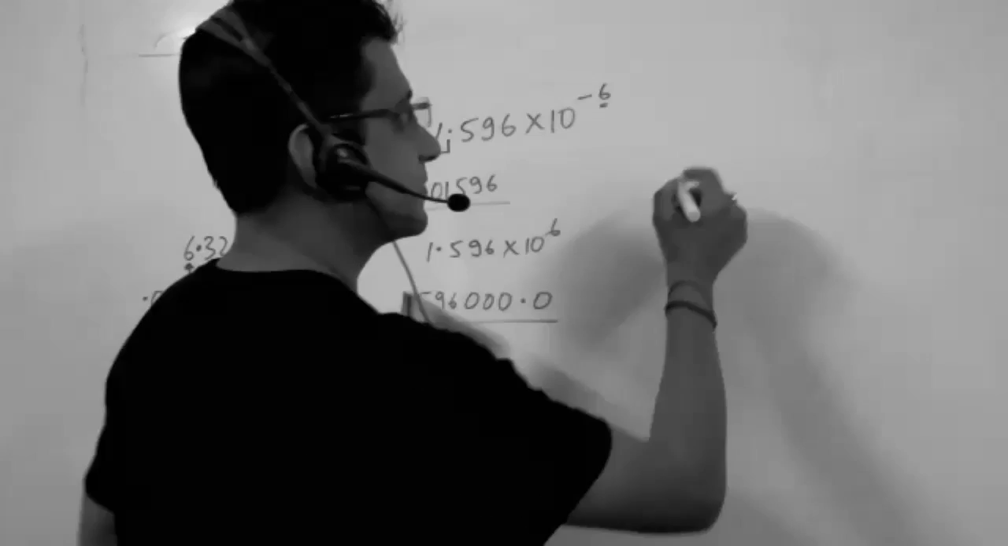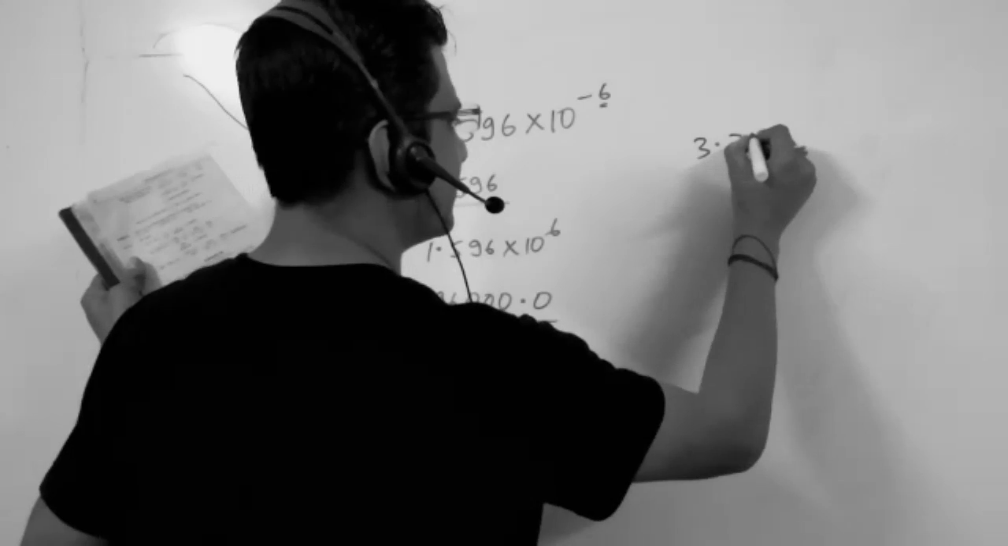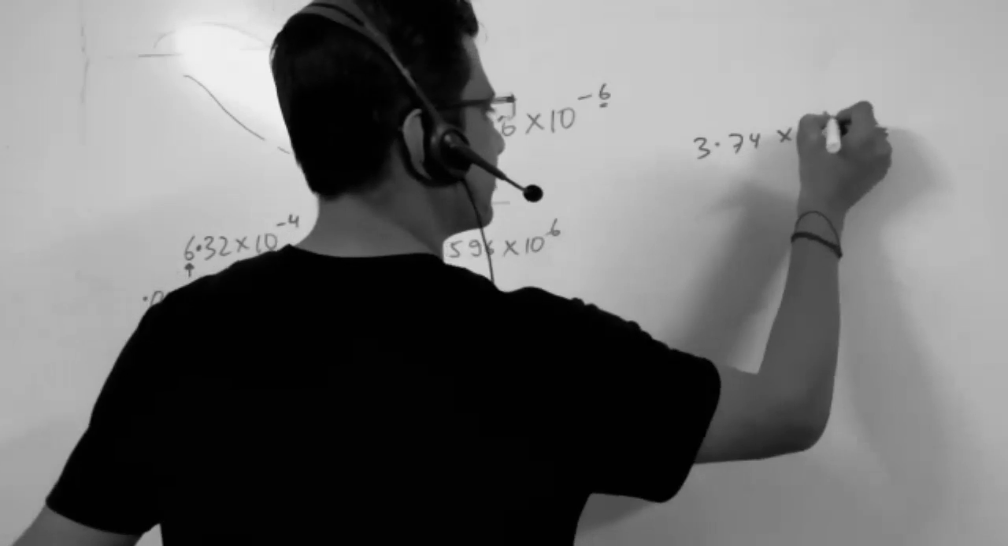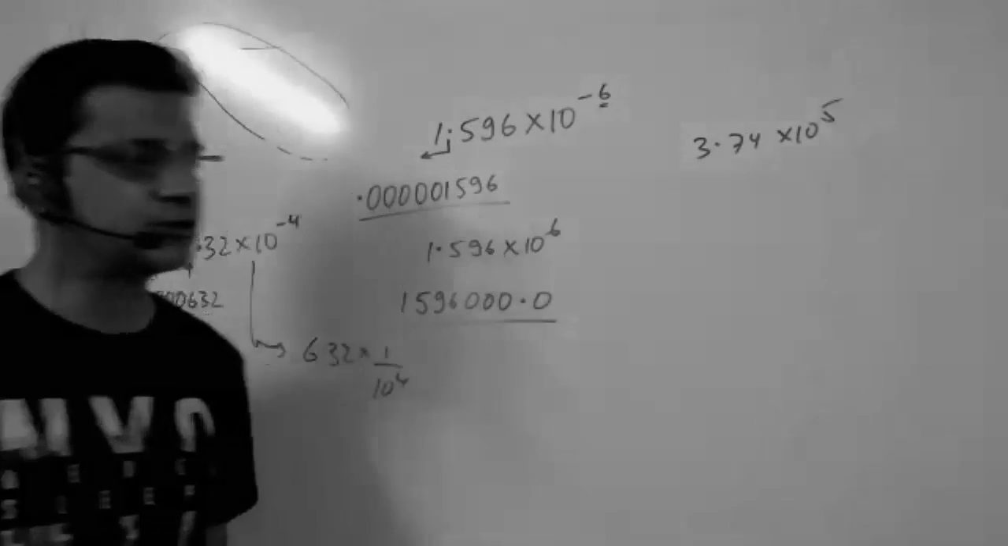3.74 into 10 to the power 5 in usual form.